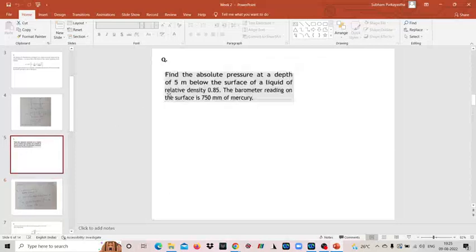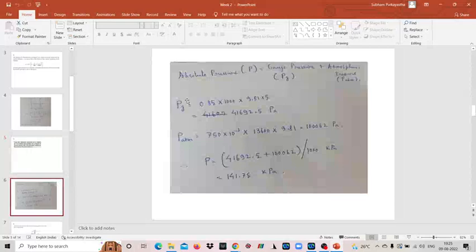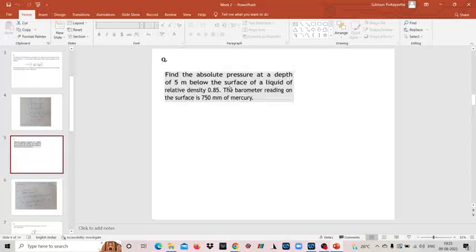If it is asked in the question that you have to obtain the absolute pressure, then you first of all obtain the gauge pressure, and then you add the atmospheric pressure. In most of the questions you will find that the barometric reading will be given to you, but if the barometric reading is not given, then you will take the standard value of atmospheric pressure, which is 760 millimeter of mercury, or 10.33 meter of water. Whichever you like to use, you can use.